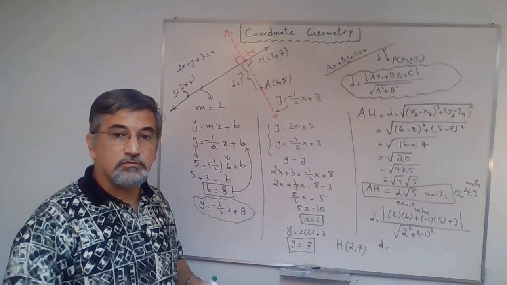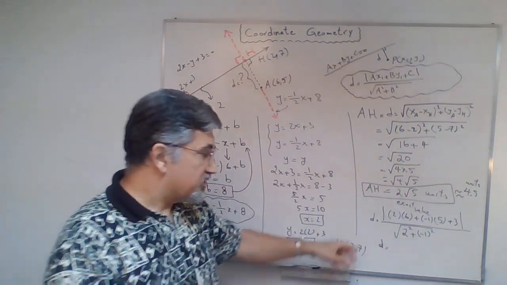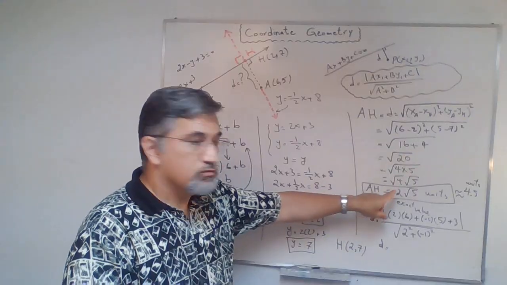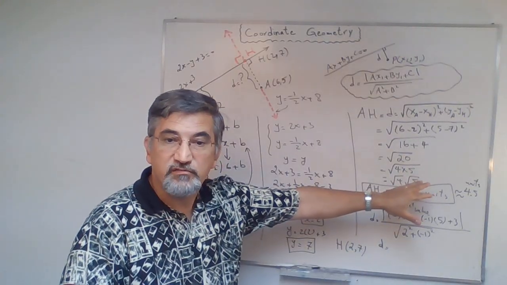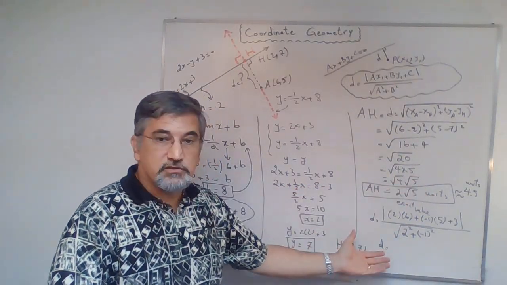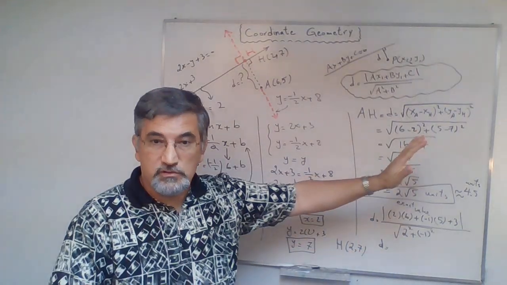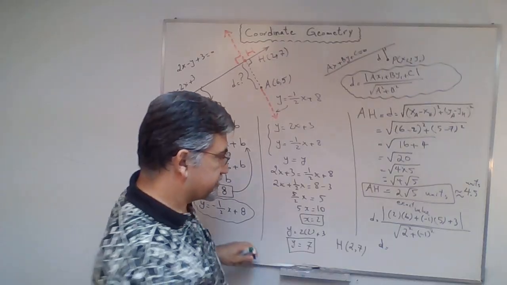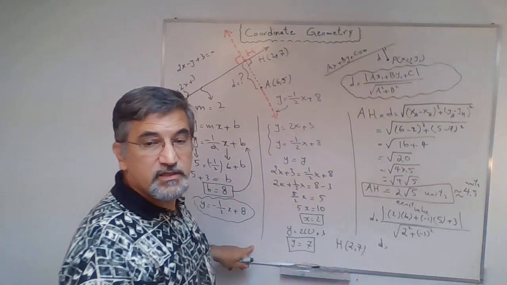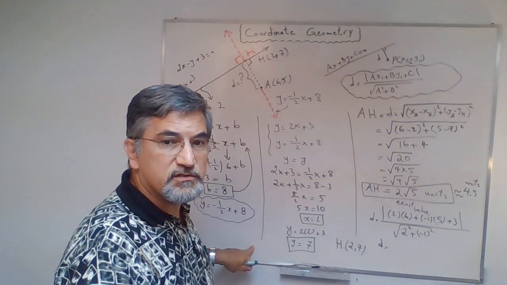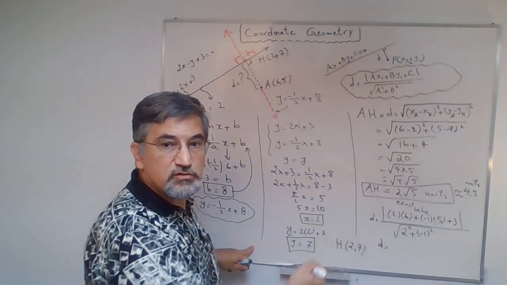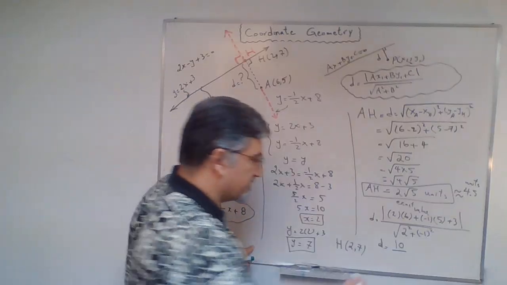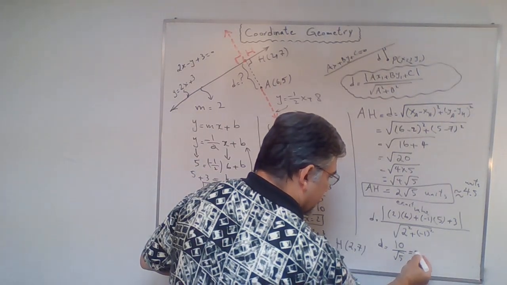I claim that this answer, whatever it is, has to perfectly match 2 times root 5 or 4.5. And I got this answer in one shot instead of doing the whole work as you saw before. So let's see what we get. 2 times 6 is 12. So 12 minus 5 is 7. 7 plus 3 is 10. So the numerator is 10. The denominator is 4 plus 1, which is 5. So square root of 5.